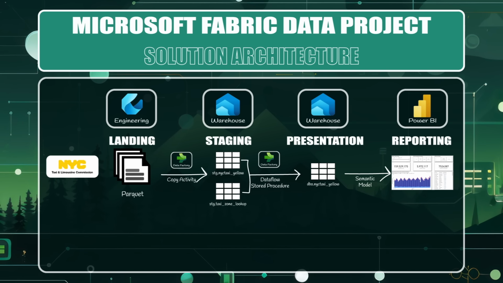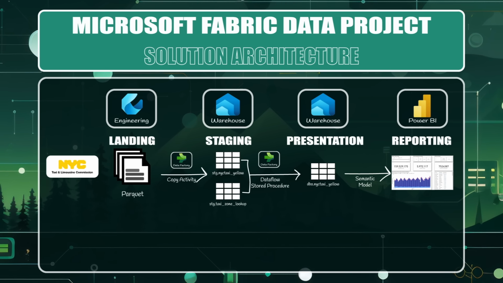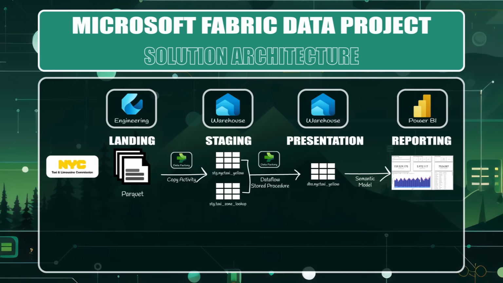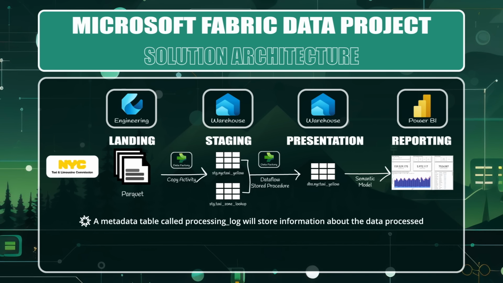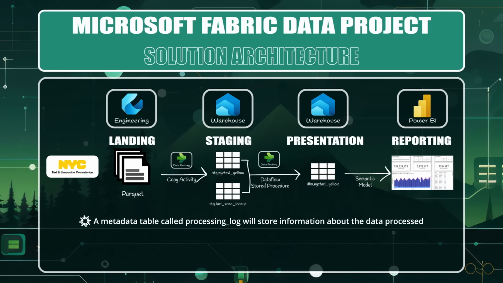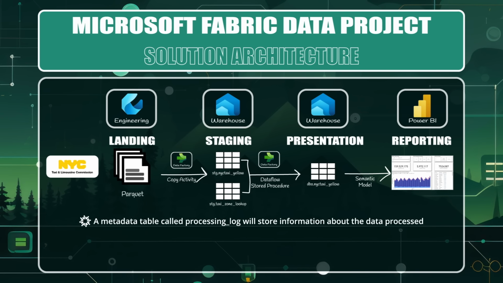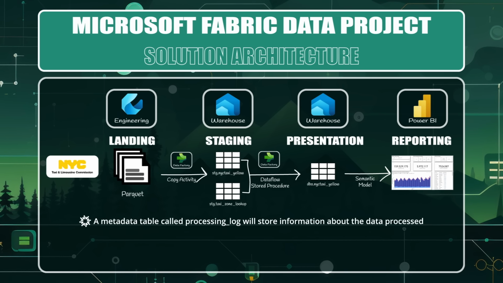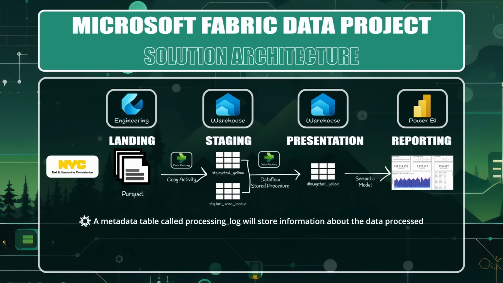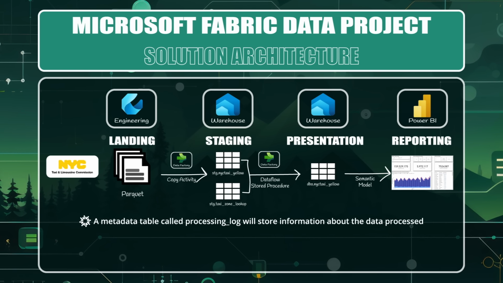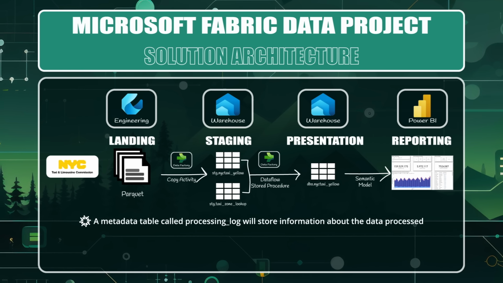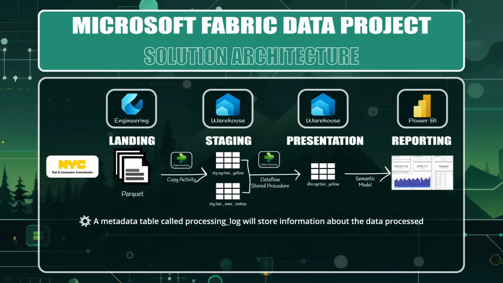We'll also need to ensure automation to enable processing of new data as it arrives each month. To do that, we'll create a metadata table called processing log. This will store the number of rows processed to the staging layer and presentation layer along with the latest date of that data. We can use this metadata table to keep track of what date we need to process next and to ensure that we don't process the same data again.